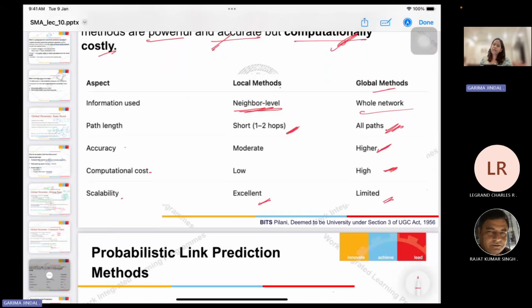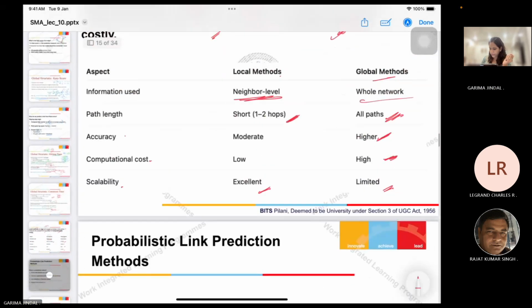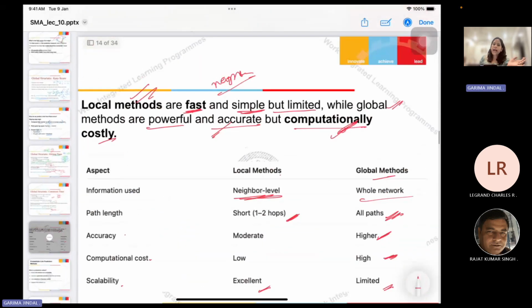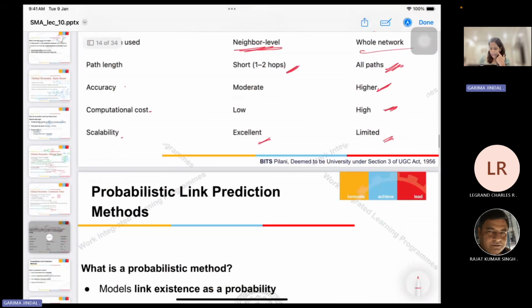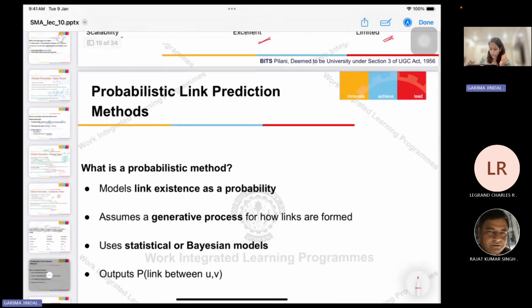Because in very large networks, it's very difficult to calculate the paths, the number of paths between two nodes. So you know that path calculation is a matrix multiplication operation. So you need to multiply the matrix, and it is computationally very heavy. Okay, so with that, we have completed the local heuristic methods and the global heuristic methods for link prediction. So now next we move on to our next method, that is the probabilistic link prediction method.